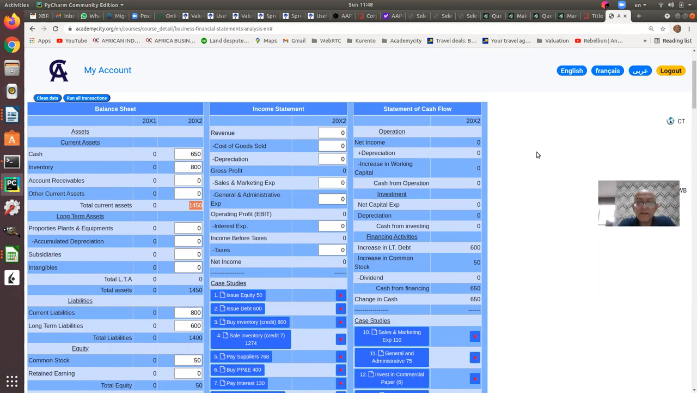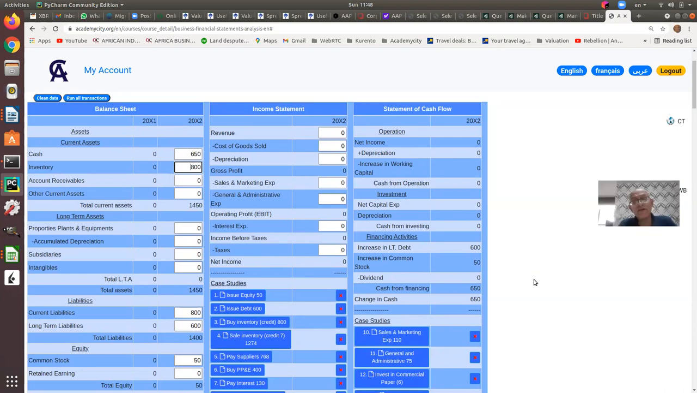We don't see any things. No effect. We bought inventory, and it had no effect on the statement of cash flow. How come? We do see inventory did increase, and Amos said, if inventory increased, I should see a line in the statement of cash flow. Amos lied. No, I didn't lie.